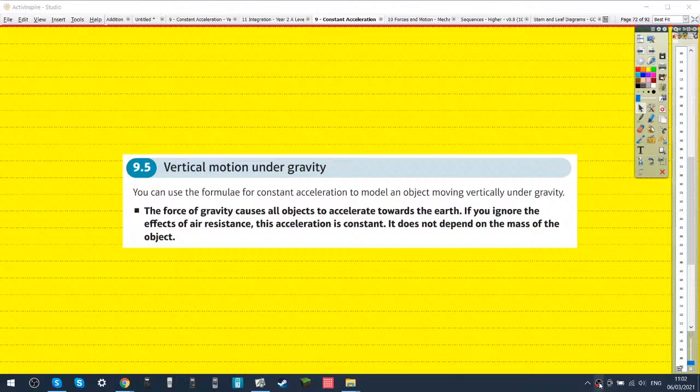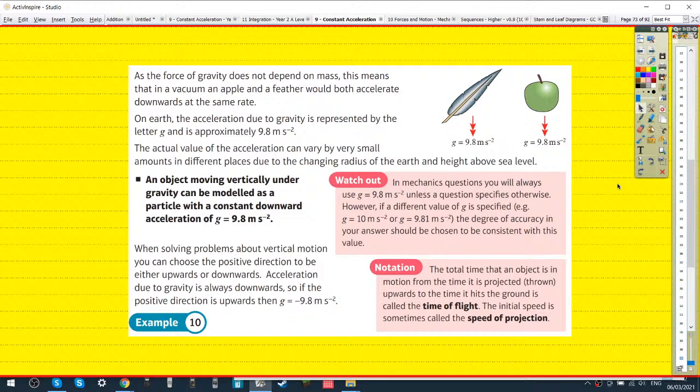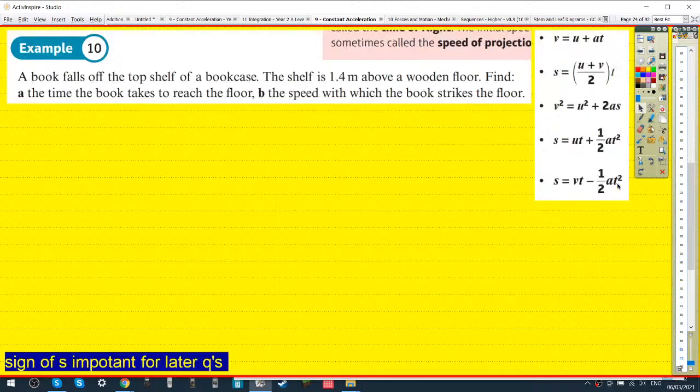What do you know about gravity? 9.8 newtons. Grand. And let's see. Okay, let's give this a go. So the acceleration is 9.8 meters per second squared.